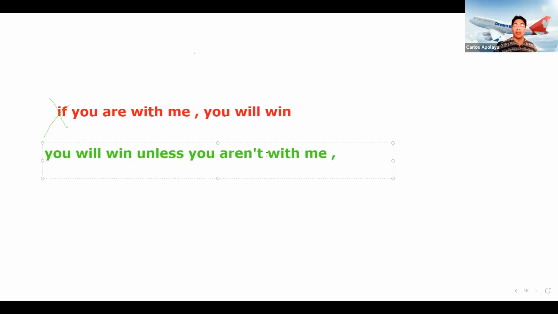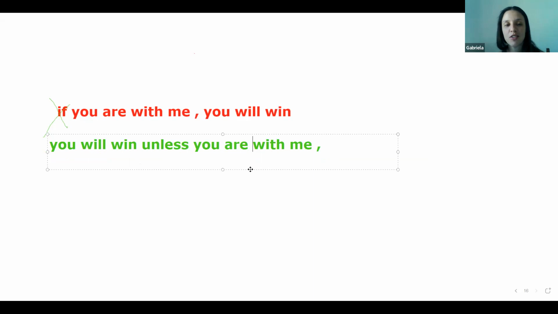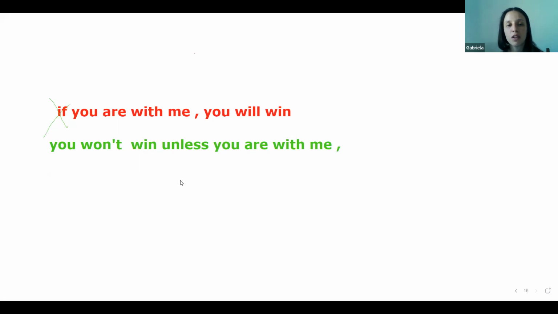Aquí. Tú ganarás a menos que estés conmigo. ¿Eso es lo que quieres decir? ¿O what do you mean? Sí. No, era que tenía que estar en positivo, pues. ¿Y qué pasa cuando lo pones en positivo? Aquí lo tienes que poner en negativo. Ahora sí, ¿qué dice? You won't win unless you are with me.